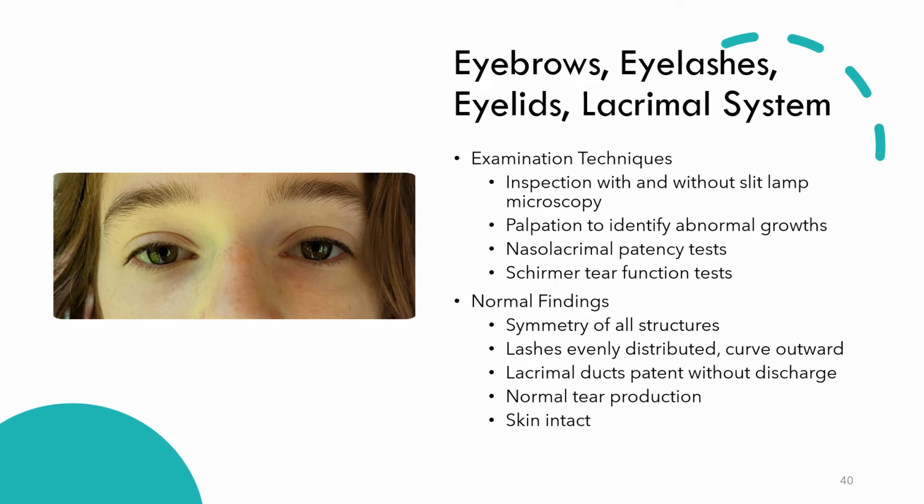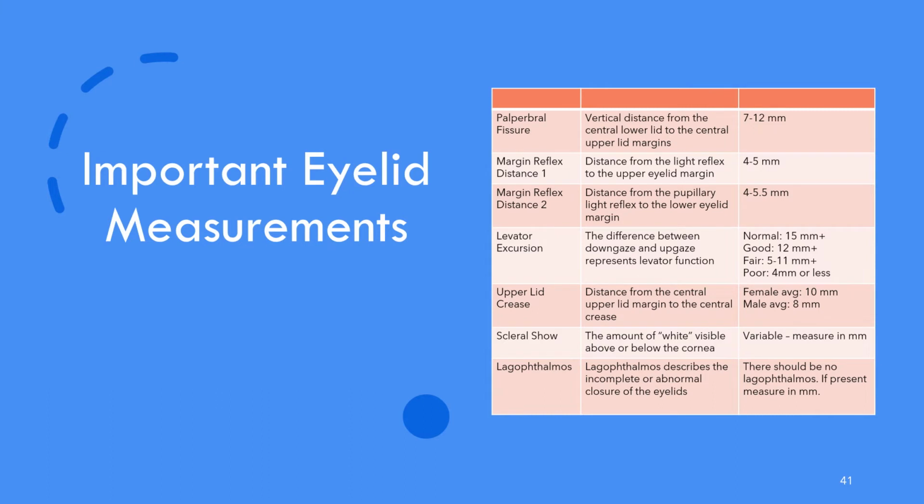Here we can see an example of a very normal external eye exam. There are some important eyelid measurements. Remember, the palpebral fissure is the vertical distance from the central lower lid to the central upper lid margins, and that's anywhere from 7 to 12 millimeters. The margin reflex distance is the distance from the light reflex of the pupil to the upper eyelid margin, and that's 4 to 5 millimeters.